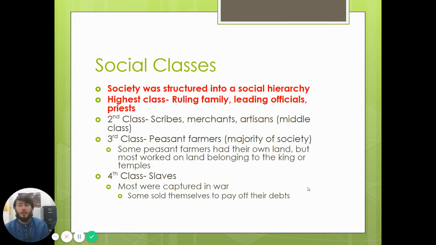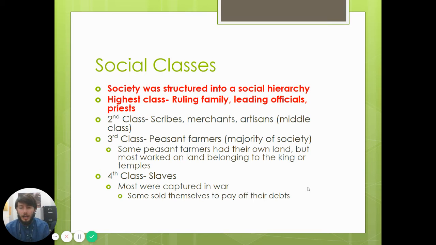Okay, social classes. So society was structured into a social hierarchy. The highest class would be the ruling family and the leading officials or priests. The middle class, or the second class, would be scribes, merchants, artisans. Artisans make stuff, merchants sell stuff, and scribes write stuff. They were viewed as the middle class.